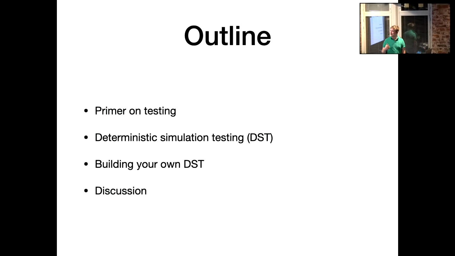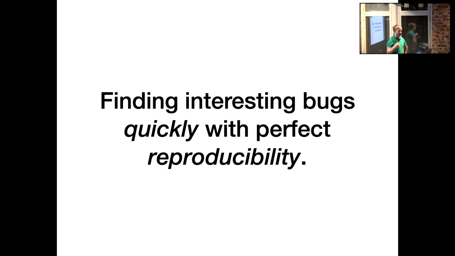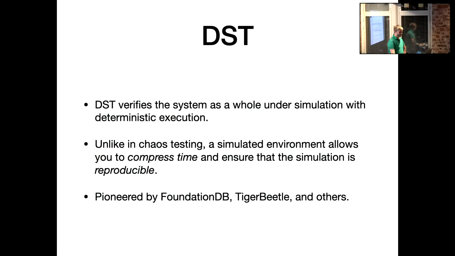Jumping to the topic of this talk, deterministic simulation testing. Hopefully now it starts to make sense why I spent this time explaining testing techniques that probably all of you are aware of. So how do we find interesting bugs quickly with perfect reproducibility? Maybe I should go into marketing. I think this is a great marketing pitch, actually. But really, how could we do this, right?